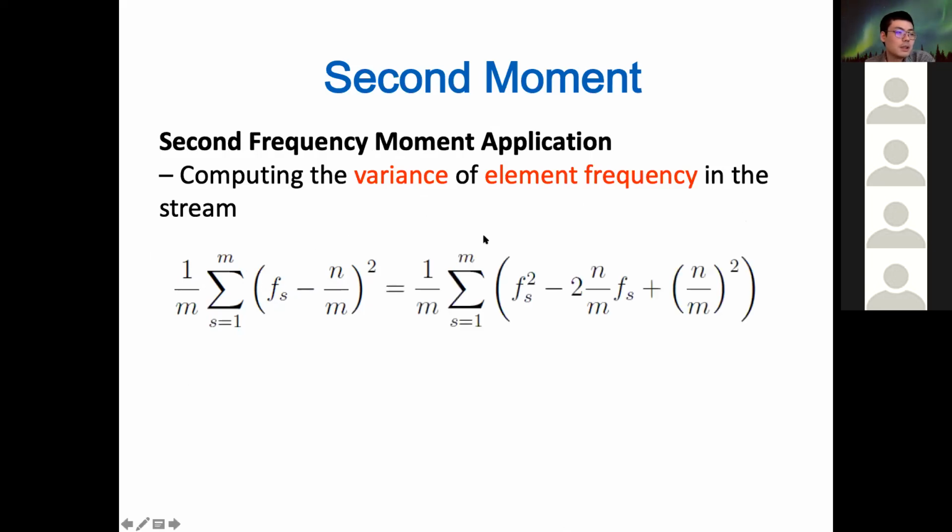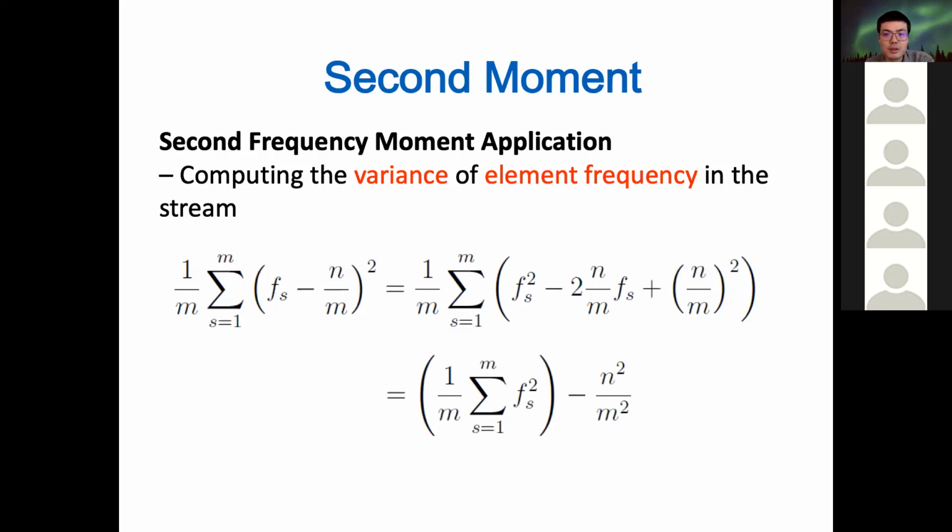In order to see how you can compute this, you can expand it. (a minus b) squared equals a squared minus 2ab plus b squared. Next, you take the summation of each of the three terms. The first term is what is here. Now what if you take the summation over the second term? The interesting thing you need to see is that the summation over f_s is n, if you still remember, because this is the summation of all the frequencies. If A appears 3 times, B appears 3 times, C appears 4 times, then it's 10. So the summation over f_s is n.